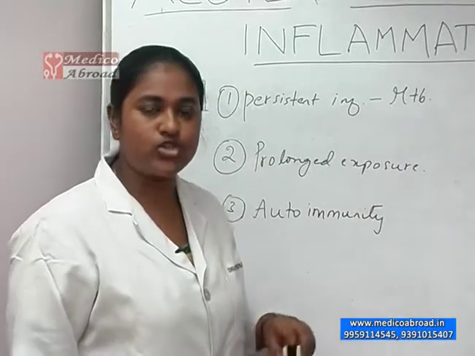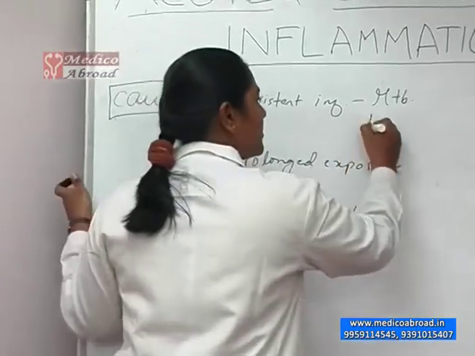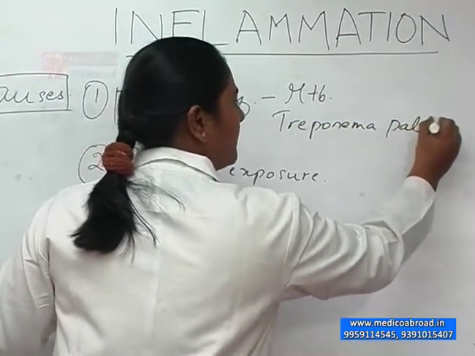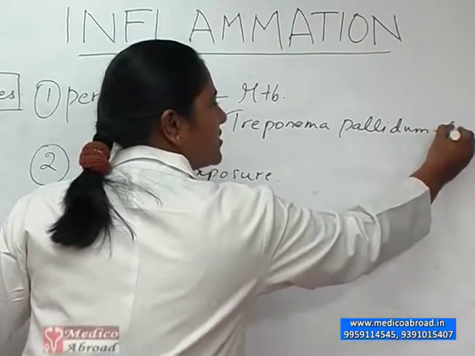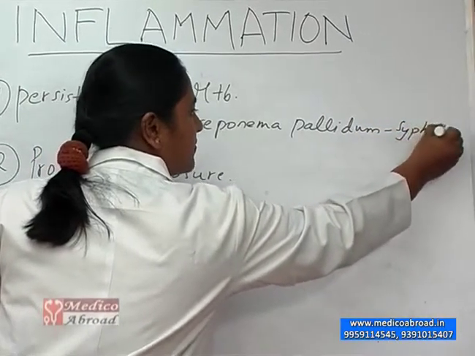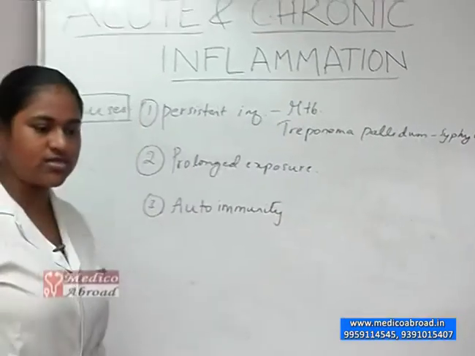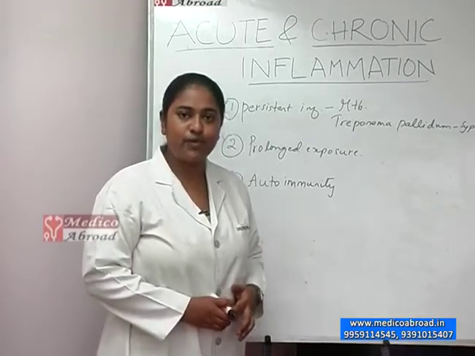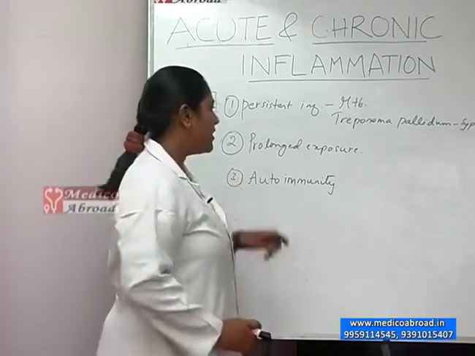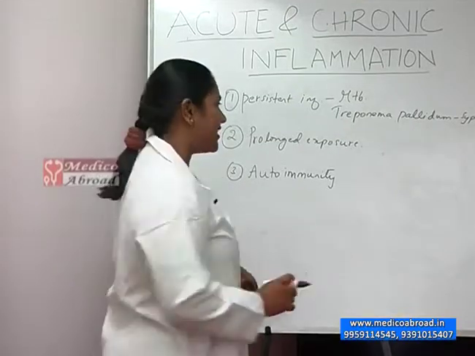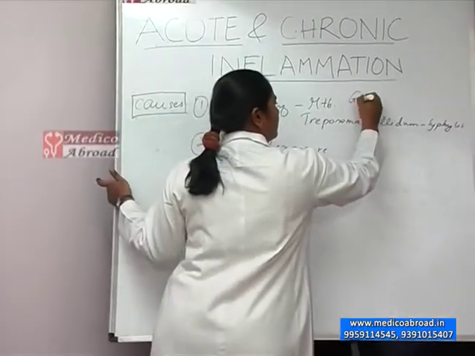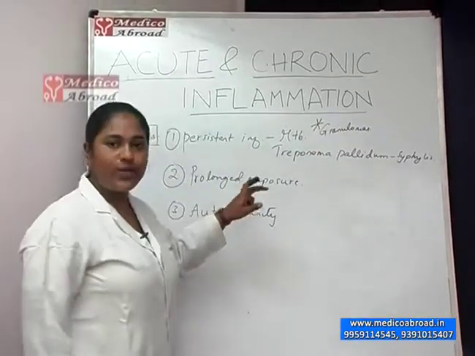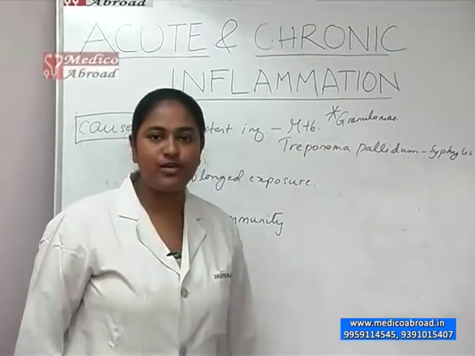Another organism which causes a chronic disease is Treponema pallidum. This causes syphilis. Both these elicit a delayed type of hypersensitivity reaction. Granulomas are characteristic of this type of inflammation. We'll come to the explanation of the granulomas when we look at the chart.